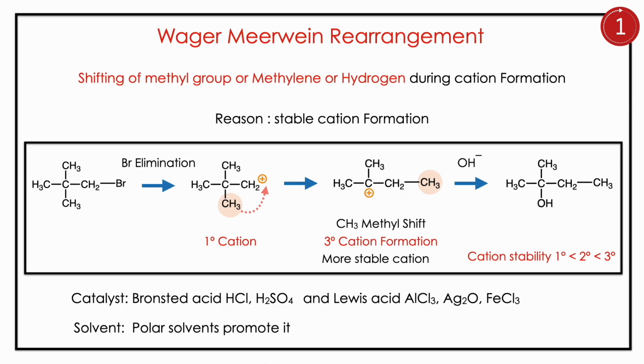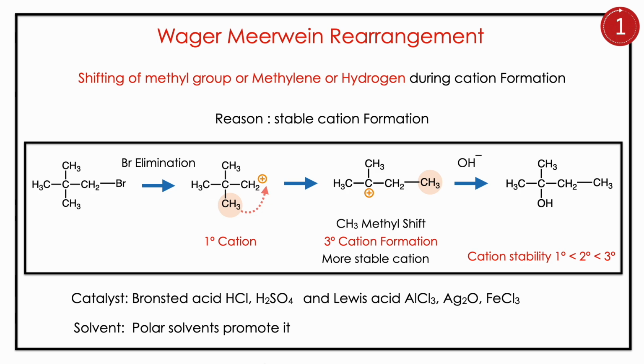Then the Wagner-Meerwein rearrangement is basically the rearrangement due to the formation of a cation. Which group will rearrange? Methyl, methylene, or hydrogen. Here I have given a simple example. The starting material is an alkyl bromide. Cation formation occurs, and the formed cation is primary. The methyl group shifts, and you have a tertiary cation. So primary to tertiary means a more stable cation, because the cation stability order is primary, secondary, then tertiary as the most stable. Then the reaction completes, so the rearrangement of the methyl group happened.